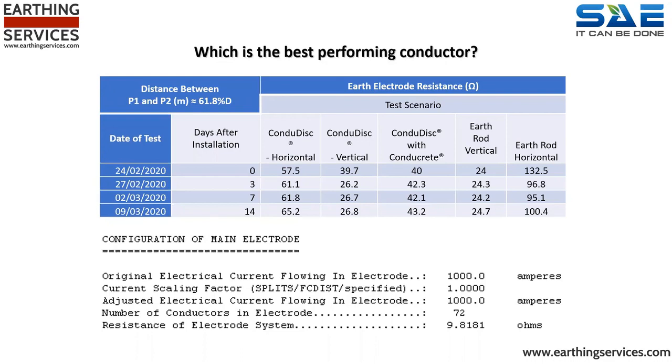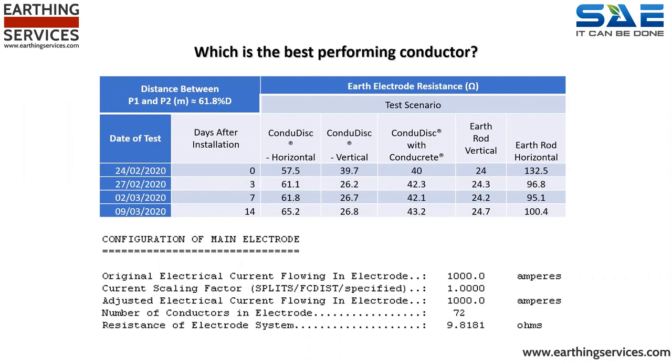The table at the top of this slide is the data we saw a couple of slides ago, only on that occasion it was presented as a graph. The best performance observed for the vertically driven earth rod was 24 ohms, whereas the best performance for the vertical conductor, being the conductor variant partially exposed to the same layer as the driven earth rod, was 26.2 ohms.